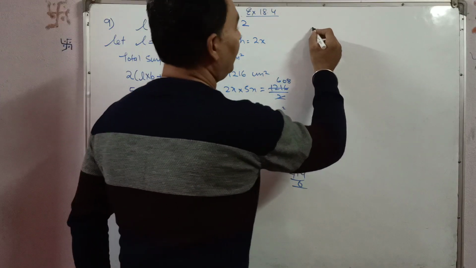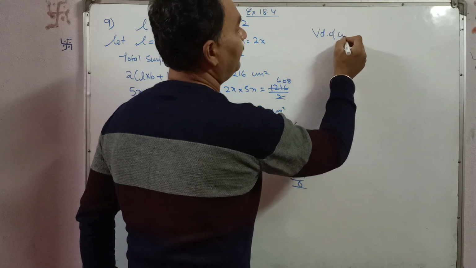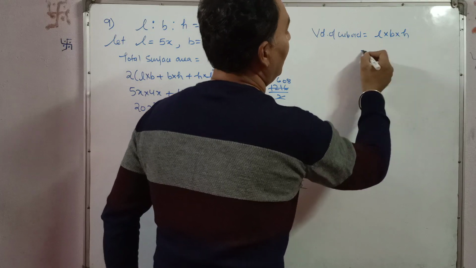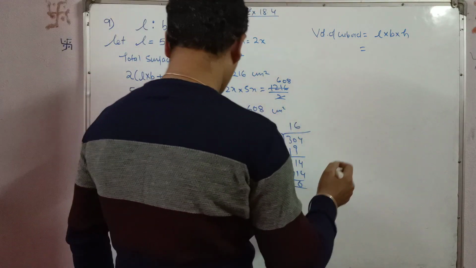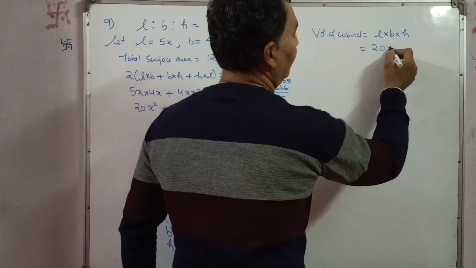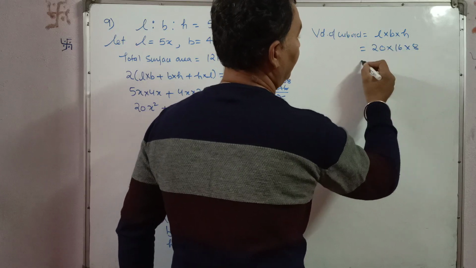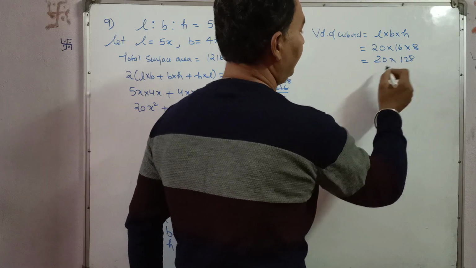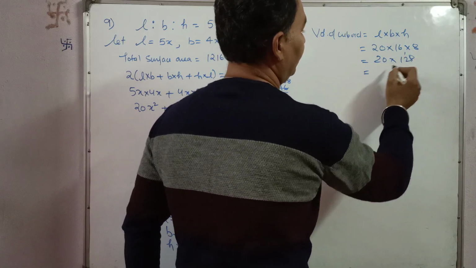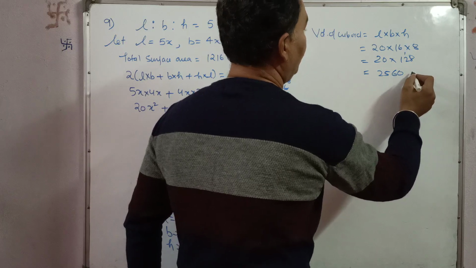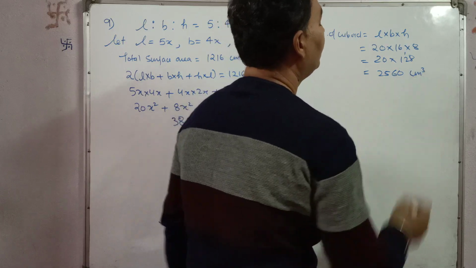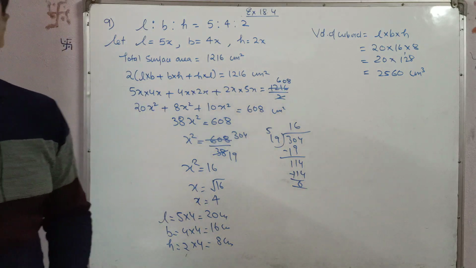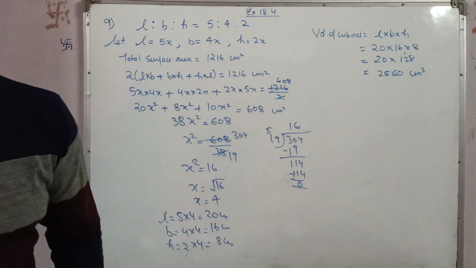Now since we need to find out the volume of the cuboid, the volume will be length into breadth into height. So length is 20, breadth is 16, height is 8. So 20 into 16 is 320, 320 into 8 is 2560 centimeter cube. The volume of the cuboid is 2560 centimeter cube.